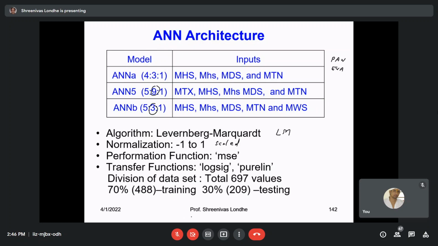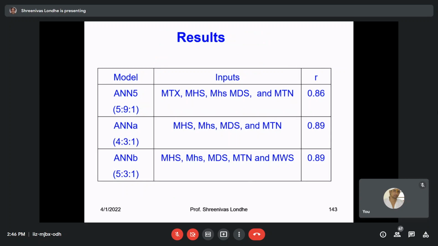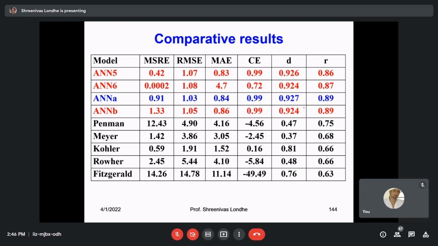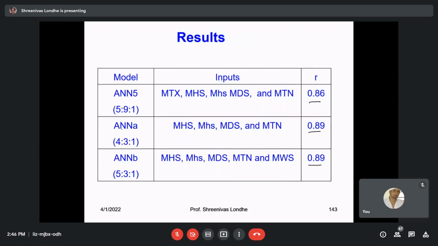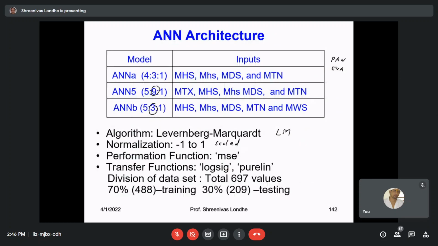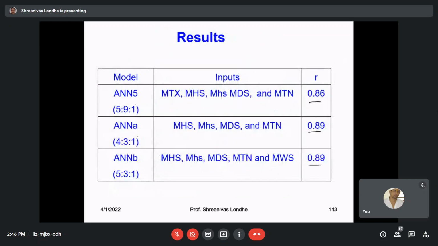So, the final values you can see, 0.89. Excellent results. Evaporation is a natural process. So, our model is giving 0.89. Let us see what others are doing. See ANN5, ANN6, ANNA, ANNB. This is ANNA and ANNB, ANN5, ANN6. All are written.